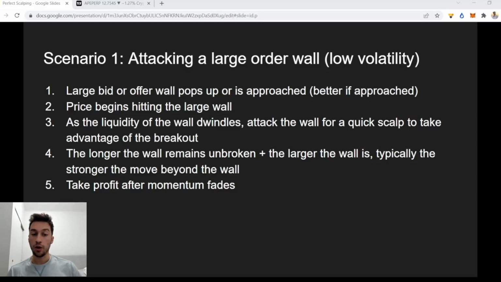Again, the longer that a wall remains unbroken and the larger the wall is, typically the stronger the move will be beyond the wall. And typically I just take profit after the momentum fades or there's a volume spike.